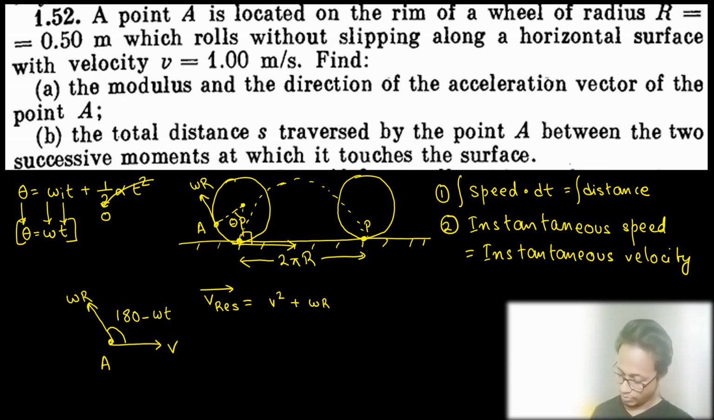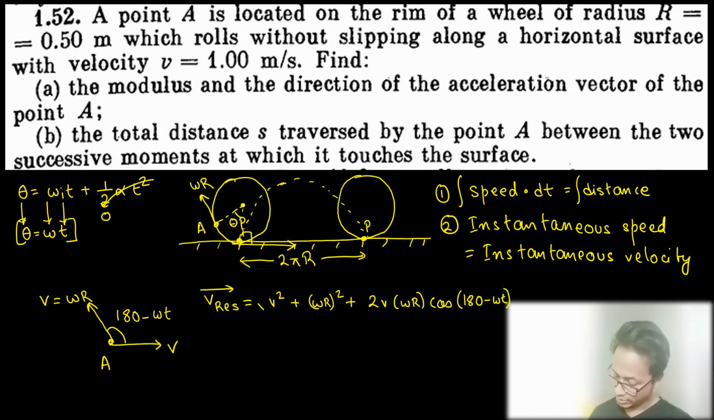Let me deduce one more thing. What is the value of this omega r? For pure rolling, the value of omega r is equal to v. For pure rolling, v is equal to omega r. So plus omega r square plus 2 into v into omega r into cos of 180 minus omega t.